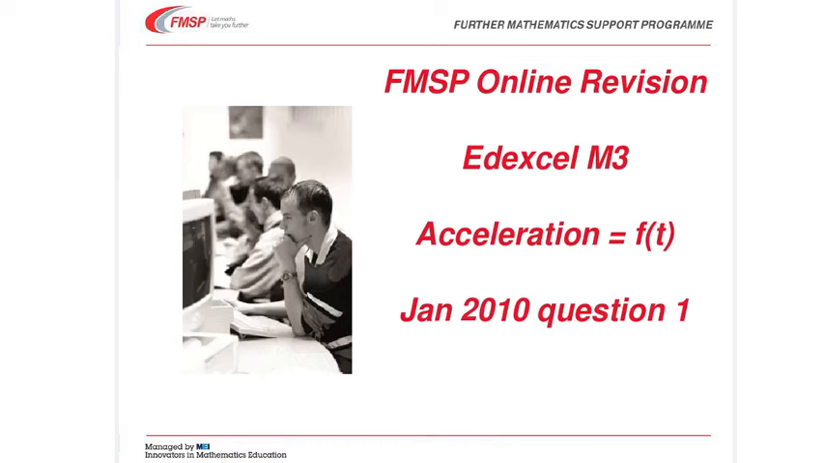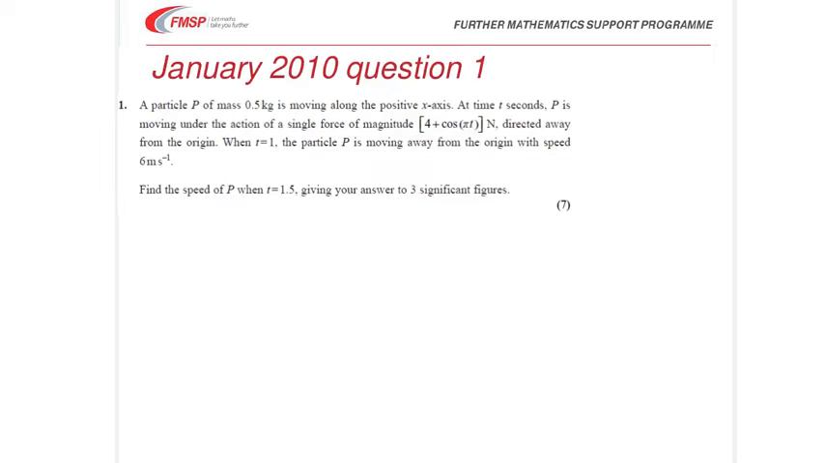Okay, Edexcel M3, January 2010, question 1, on variable acceleration, and in this case acceleration is a function of time. Fairly short question, fairly straightforward as well, so long as you can integrate cos. What we've got is a particle of mass 0.5. We'll pause the video and read the question, make sure you're clear what it asks.